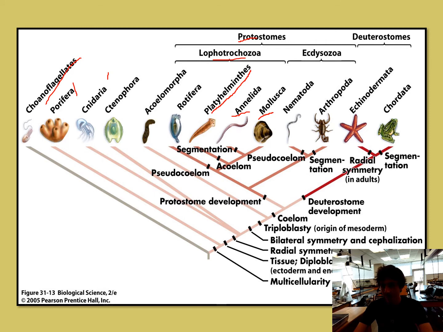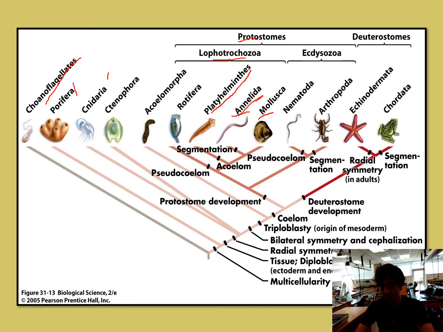We now have segmentation for the first time. So annelid means segmented worm, roughly. And so you'll see that it has a various amount of segments, and each segment has a special job that it functions as.